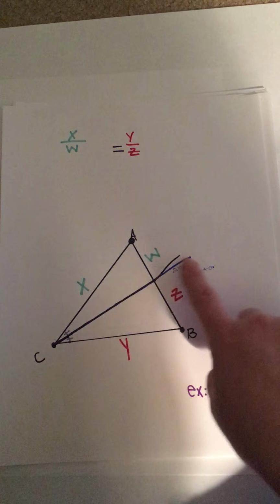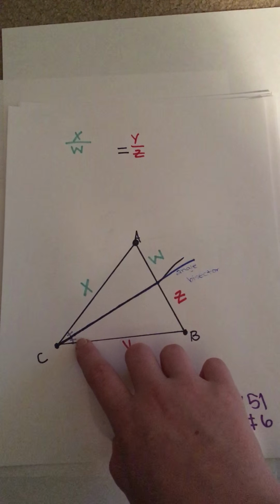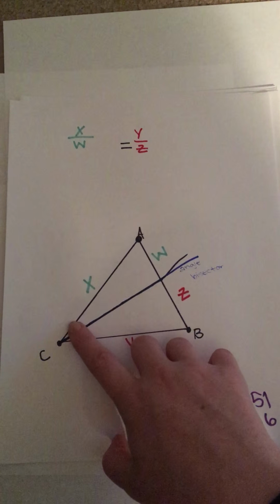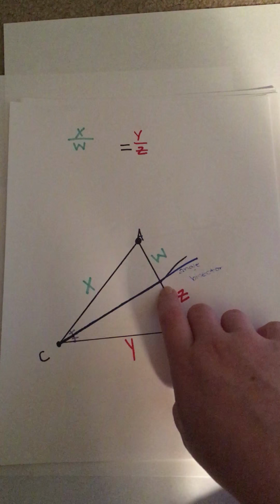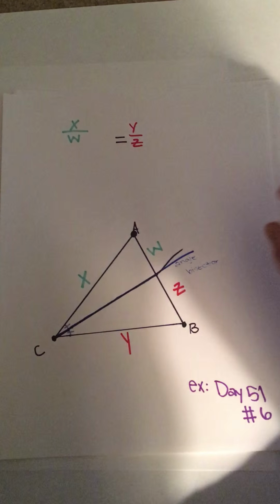This line right here is the angle bisector. All it does in this triangle is bisect the angle. It does not intersect perpendicularly, and it does not intersect at the midpoint.